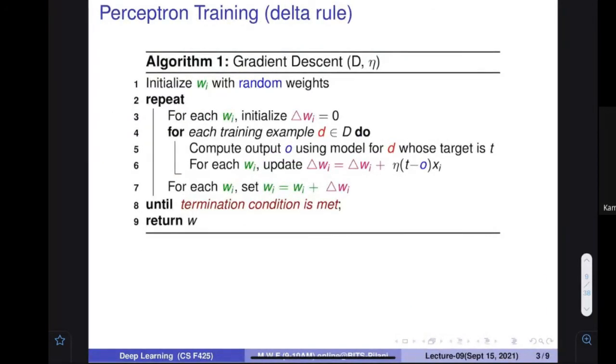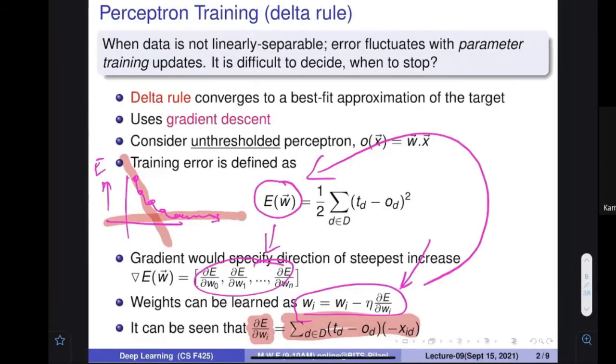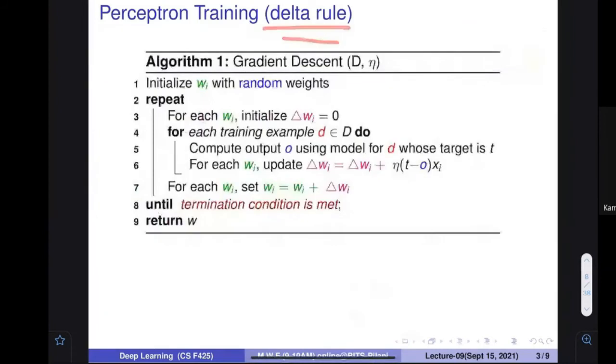So now this algorithm, I think you are well versed with this particular algorithm. I need not tell more about this. This particular thing is called the delta rule. Please note that the delta rule is applied when you have an unthresholded perceptron. You start with random weights, and try to find out how much I have to update a particular weight.